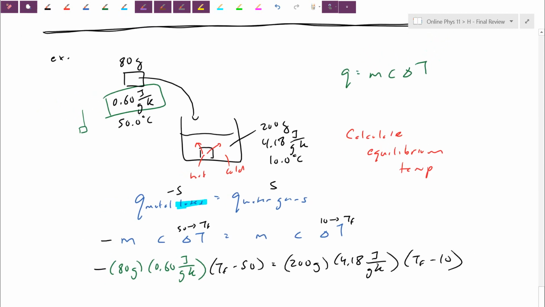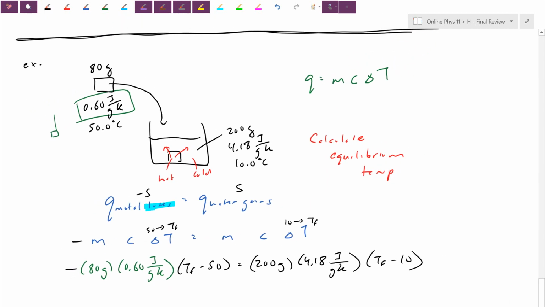Okay? So I'm going to leave you at that point there. You can try to work your way through the thermal energy problem. Keep practicing through your worksheets, and we'll go from there.